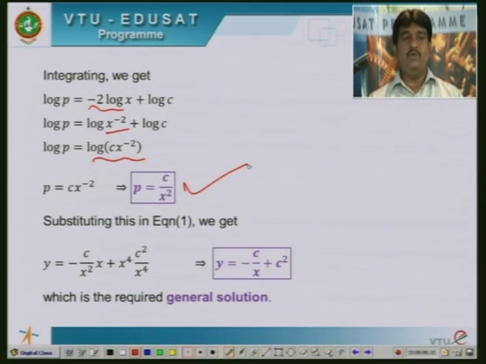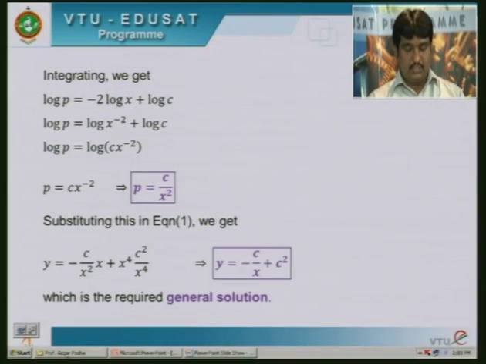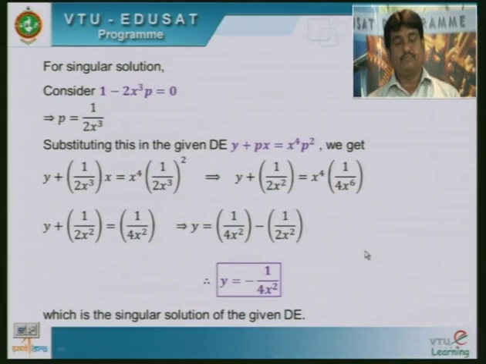Substitute this p value in the given equation and eliminate p to get y as minus c by x plus c square. This is the required general solution. Now, to get a singular solution, we have to consider the other factor, which is 1 minus 2x cube p equals 0.